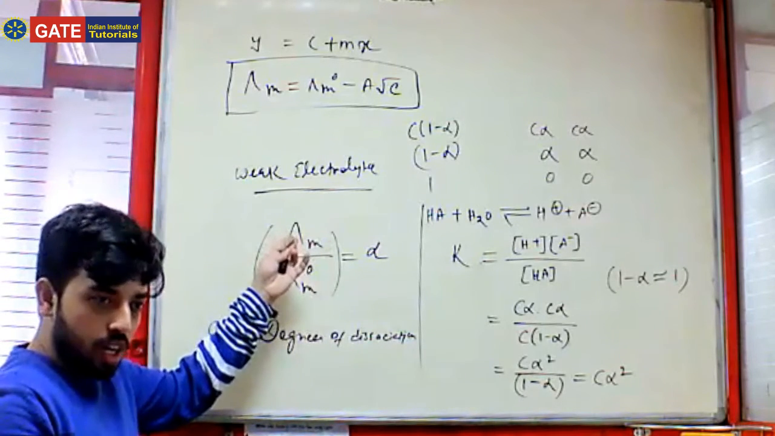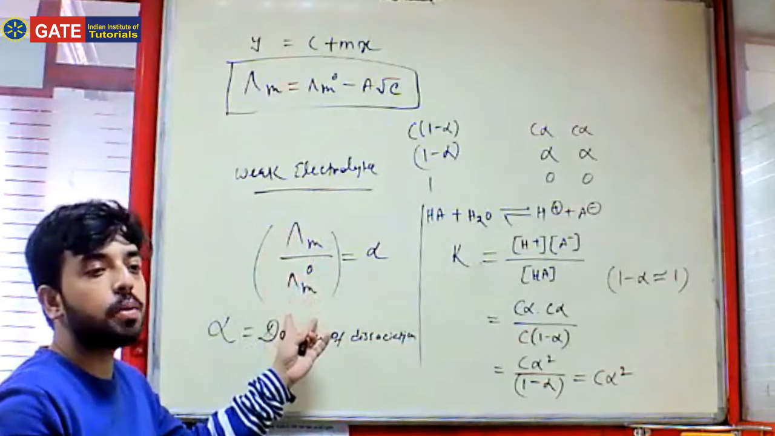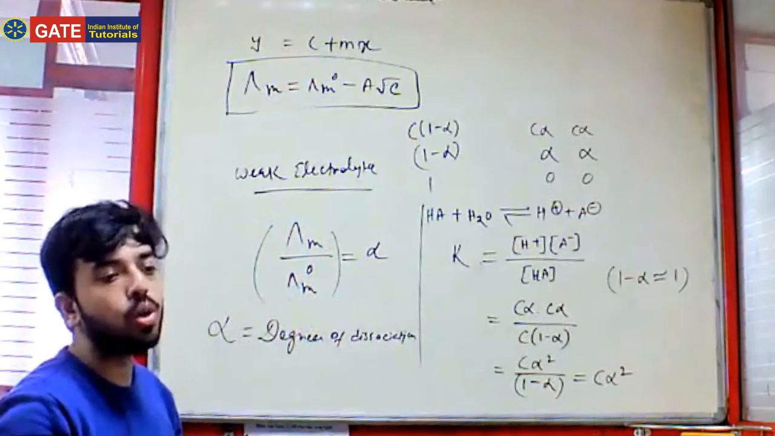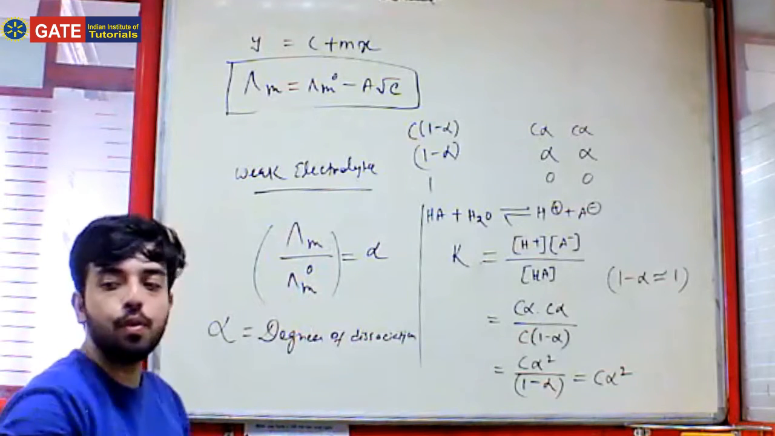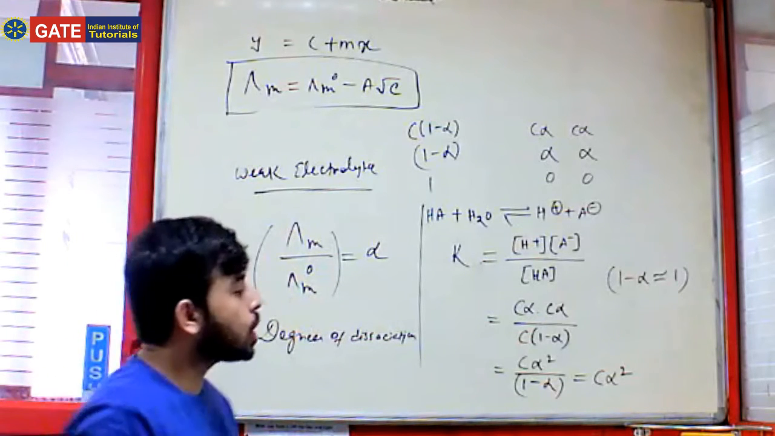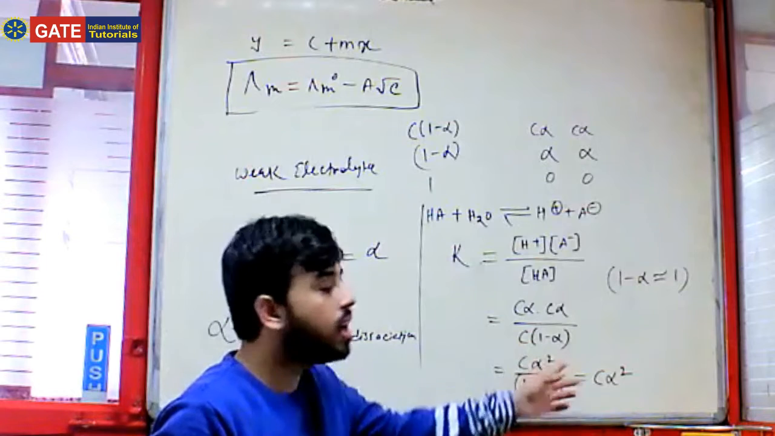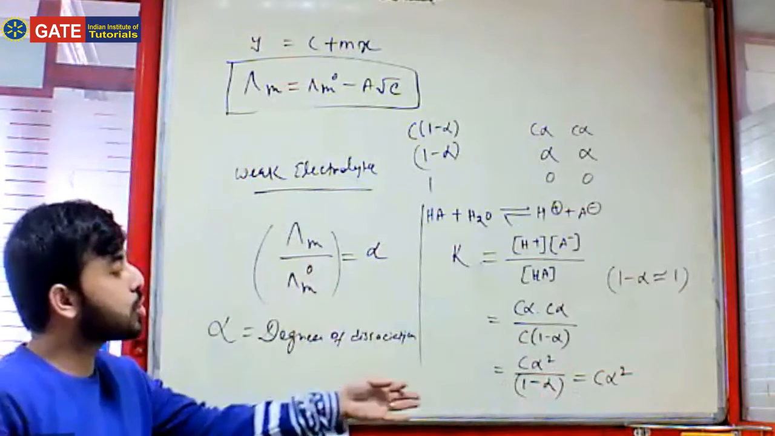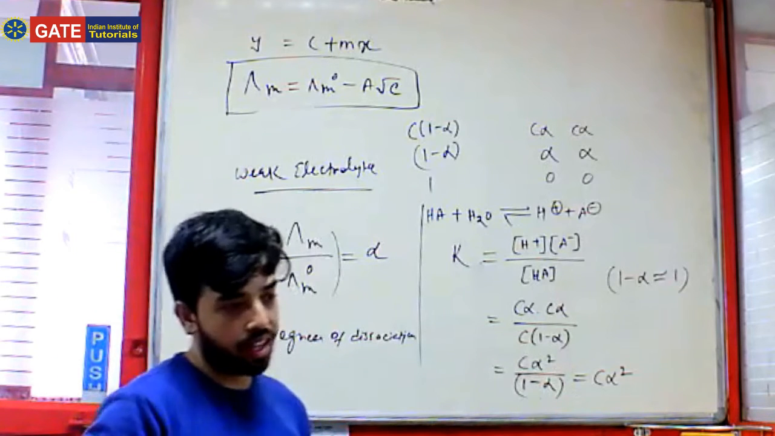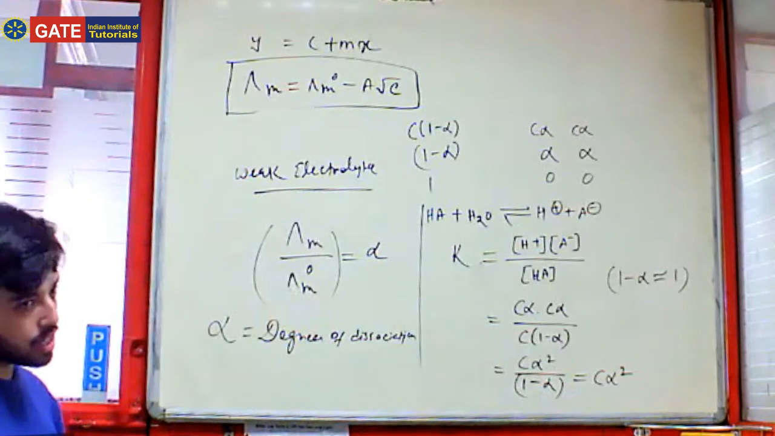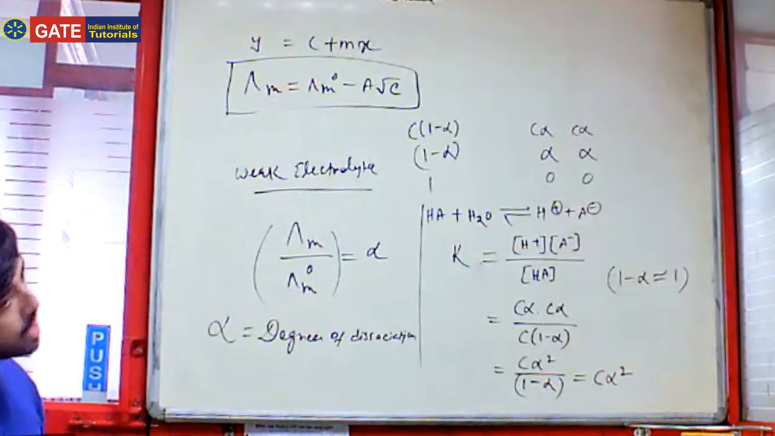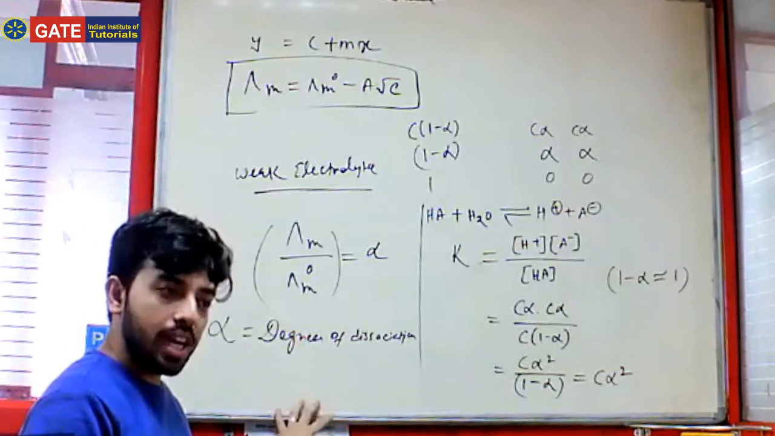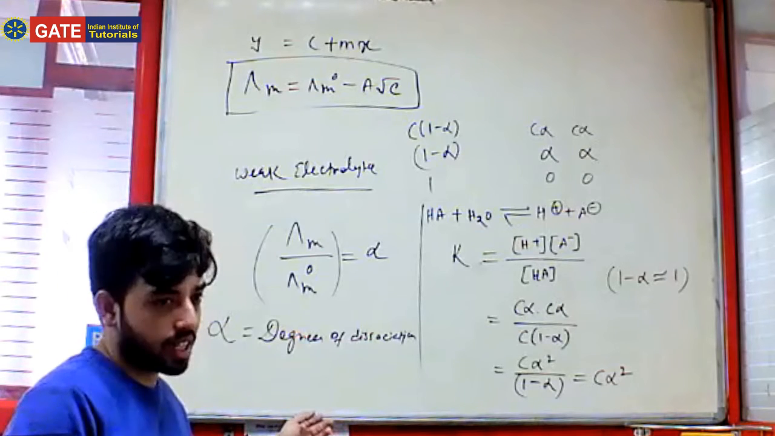If you want to put the value, alpha is the molar conductivity divided by the molar conductivity at infinite dilution. And otherwise, if you don't assume 1 minus alpha is equal to 1, you can put the alpha values here also. That also you can derive. Clear? Understood this? So weak electrolyte and strong electrolyte is done. This is the case for the weak electrolyte and the strong electrolyte.